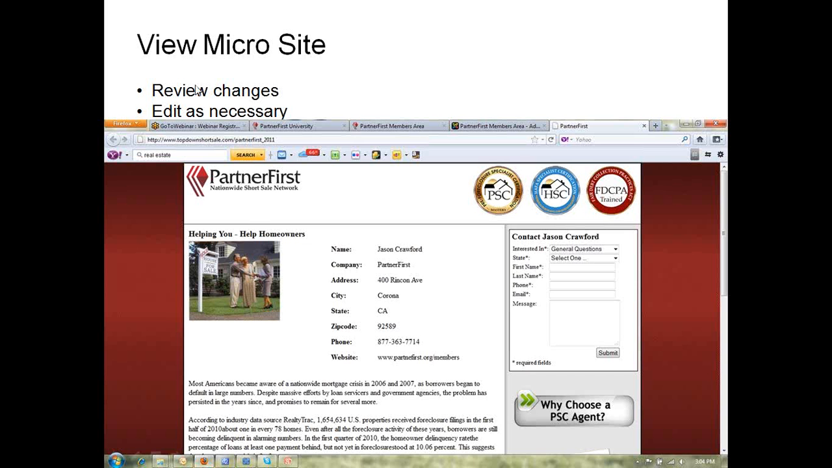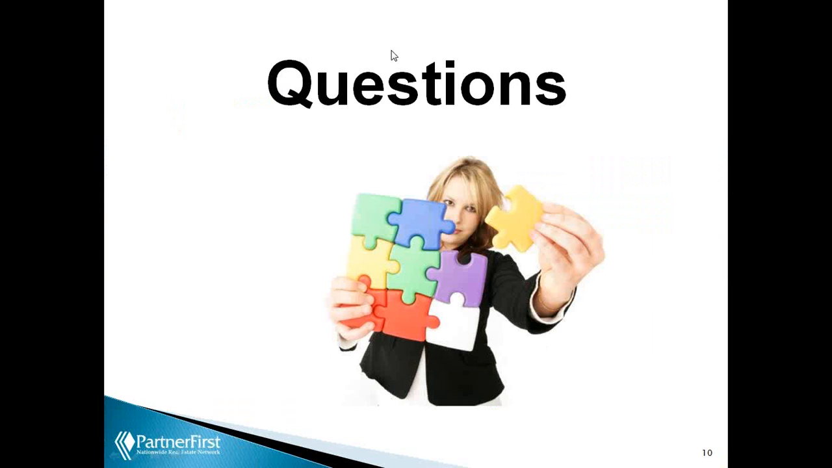And then the end result is obviously once you click on View Microsite, you can review the changes and edit as necessary. So you'll see here I'm looking at a microsite that's in development. So after I've made those changes, I hit Submit. It brings up my site. I say, you know what, that looks good, or maybe I misspelled this, or I want to change that, or I want to put a different picture in. Well, then I can go back and edit that information as necessary.